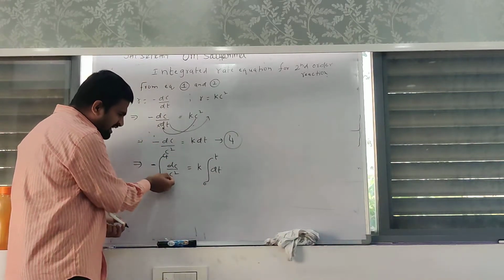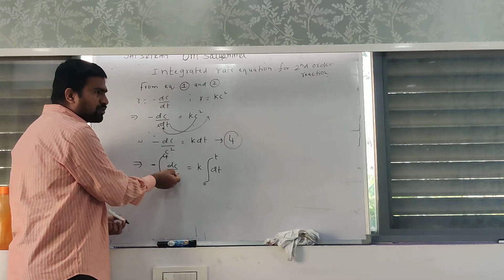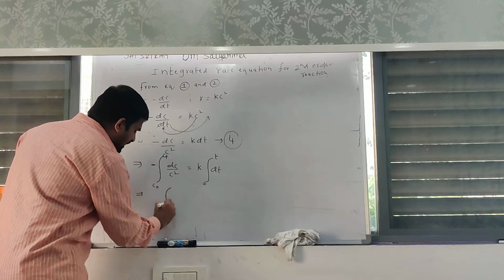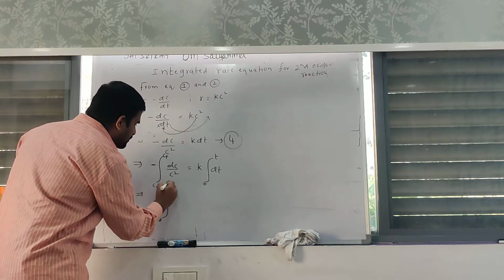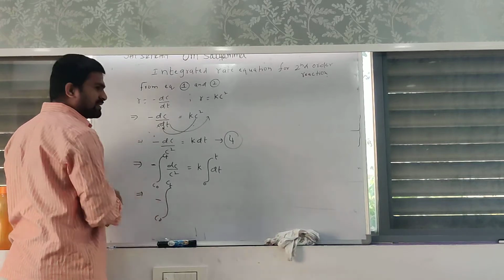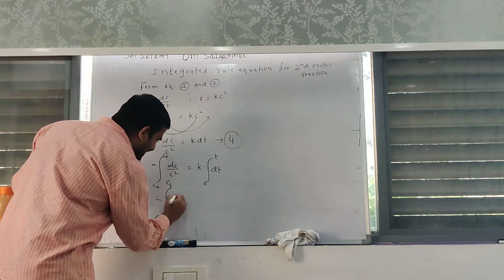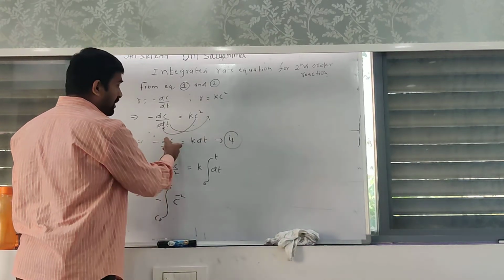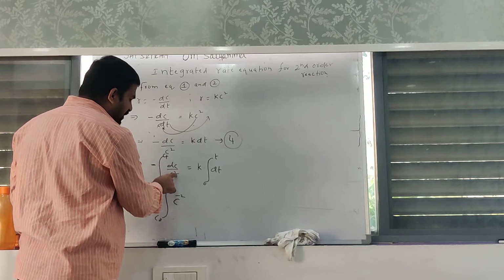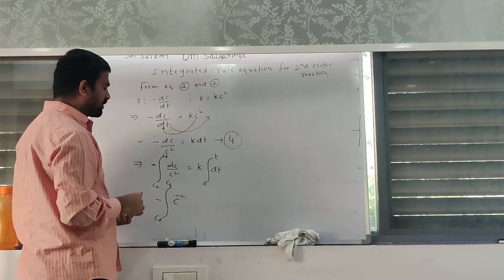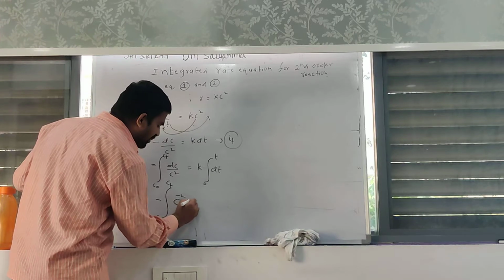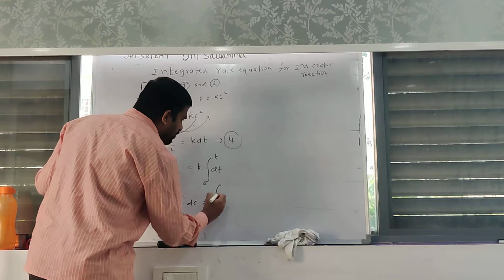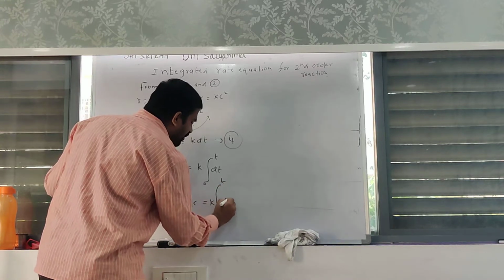Now observe this value c square. This is c power 2. It is converted to the integral from c naught to ct of c minus 2, because I take it from the denominator, so power 2 is converted to negative power, into dc is equal to the integral from 0 to t of k into dt.